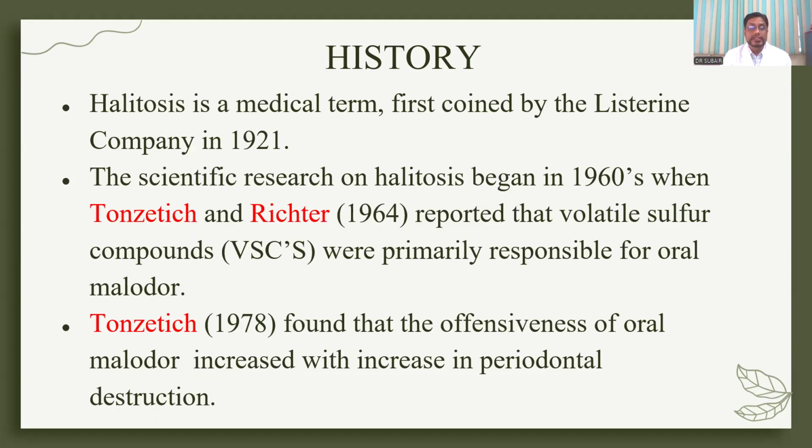Coming to the history, halitosis is a medical term first coined by the Listerine Company in 1921. Scientific research on halitosis began in the 1960s, when Tonzetich and Richter in 1964 reported that volatile sulfur compounds, or VSCs, are the primary etiological factors for malodor. Townsend in 1978 found that the offensiveness of oral malodor increased with the increase in periodontal destruction.